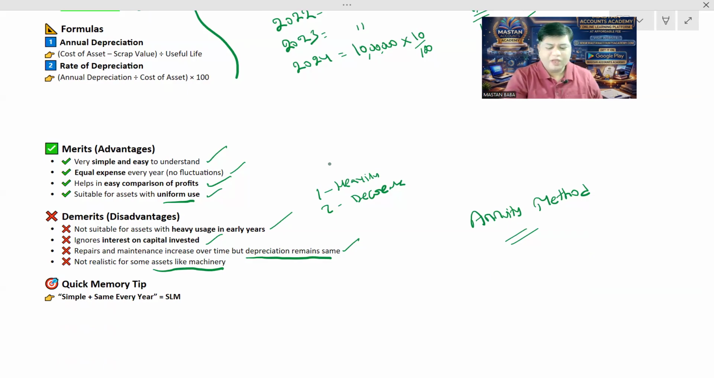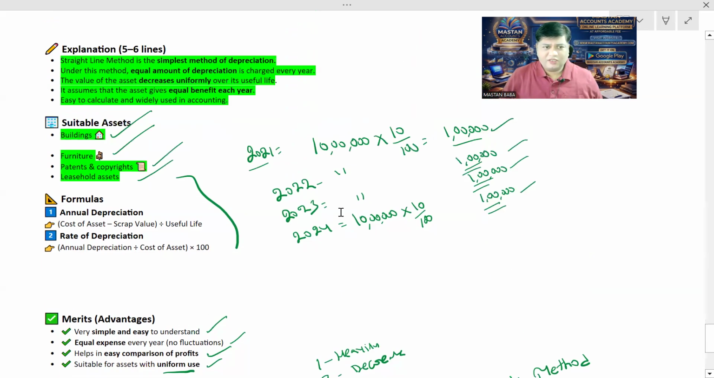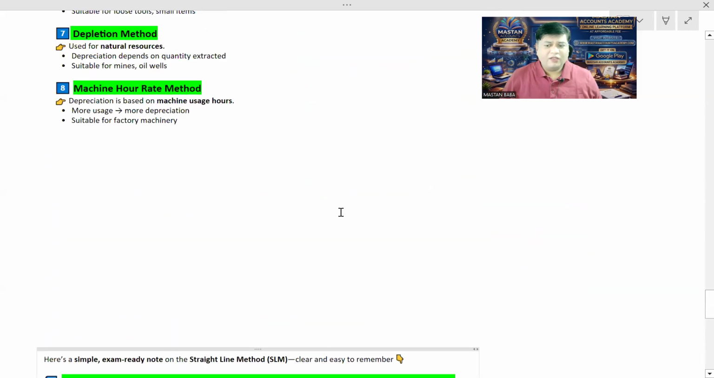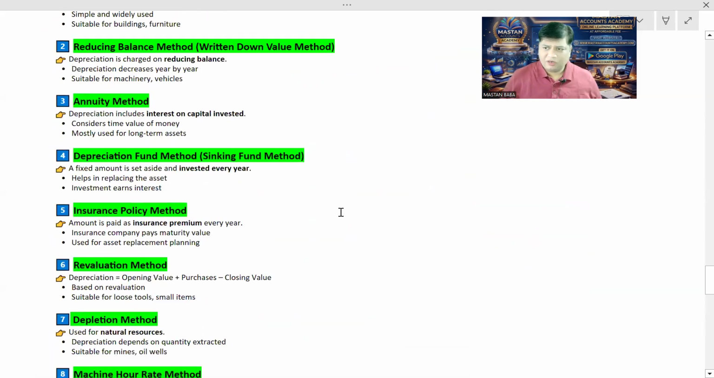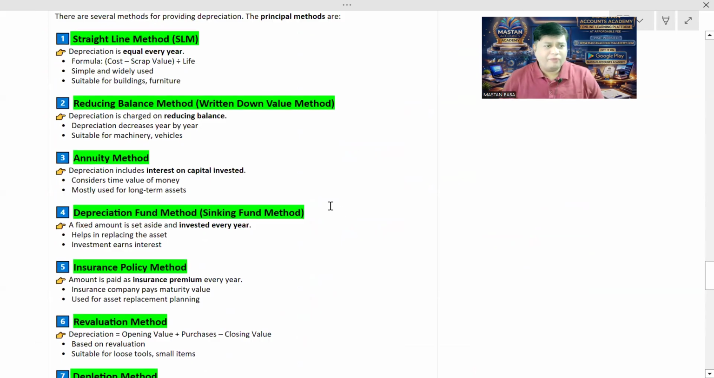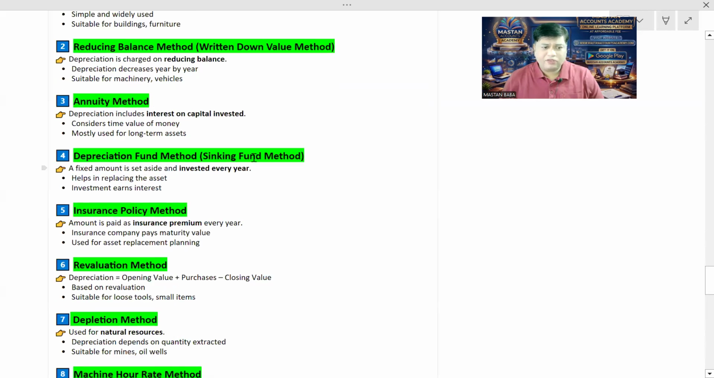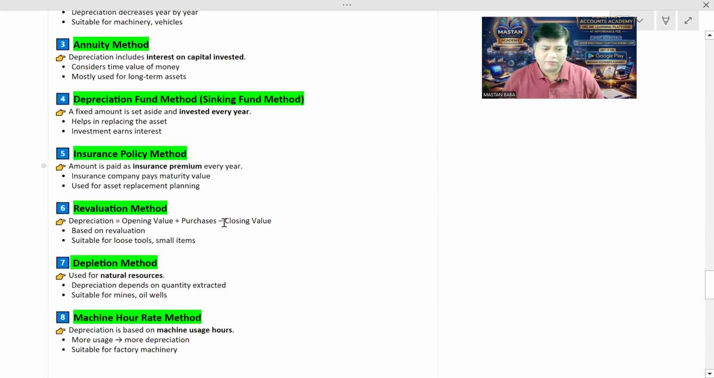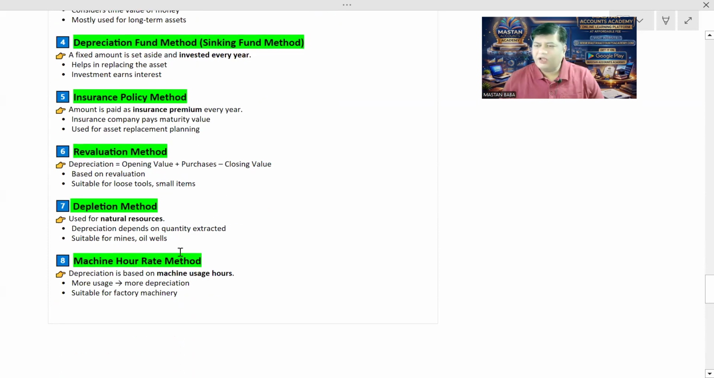So dear students, what we discussed in this theoretical part is that there are a number of methods of depreciation. Out of that, the important methods covered in the syllabus are the straight line method, reducing balance method, annuity method, depreciation fund method, insurance policy method, revaluation method, depletion, and machine hour rate method. There are also some others like sum of years digits method, double declining method, mileage run method, and production unit method.